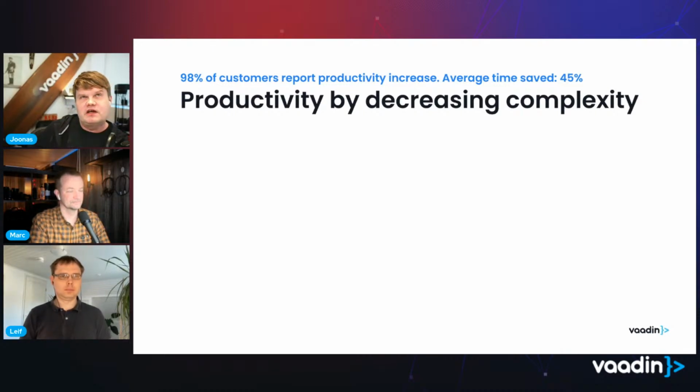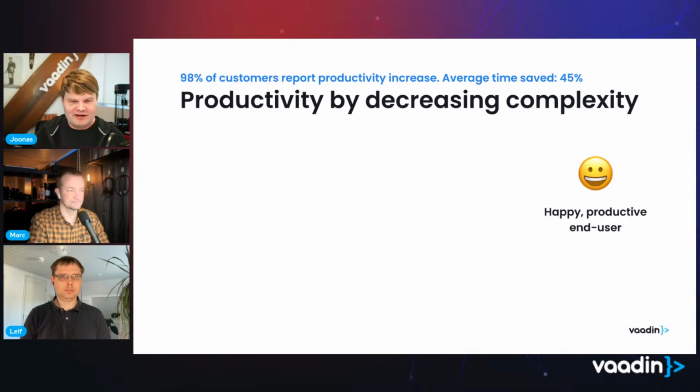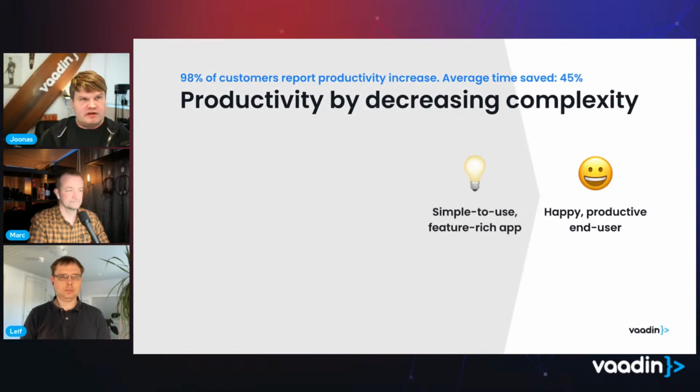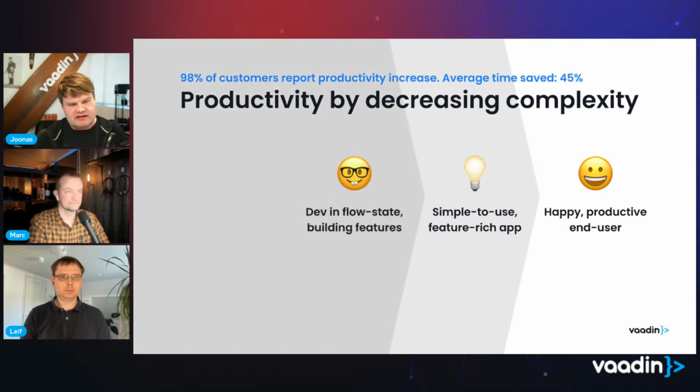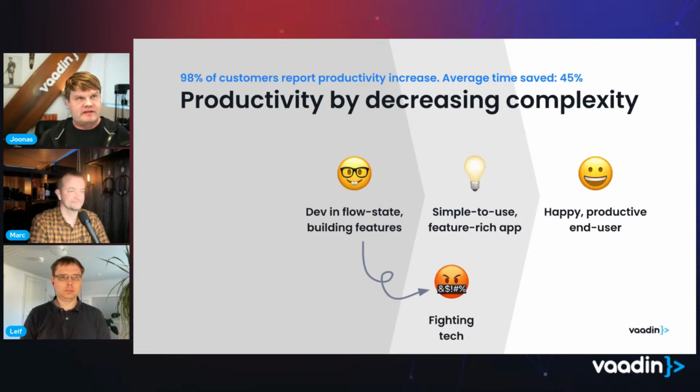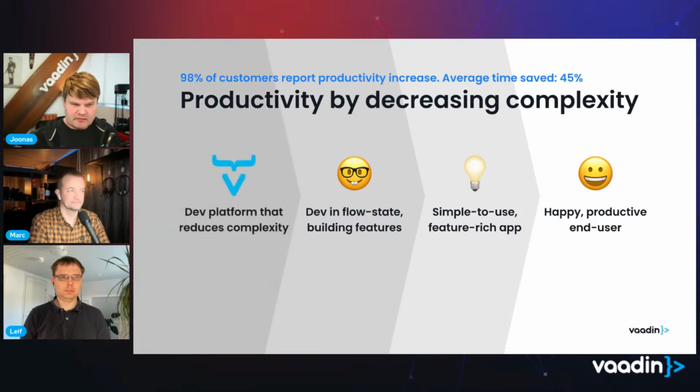And when we think about this, we would like to see it go further than just developer productivity, because in the end you are building for end users and hopefully getting them to be smiling, happy and excited about the apps that you are building. In order to do that, the apps themselves should increase your end user productivity. They should be simple to use and have awesome features. And hopefully you are able to stay in a flow state building those features instead of fighting with all kinds of tech. That's where we try to help you at Vaadin, building a development platform that makes things simple and helps avoid low-level debugging and fighting with the tech.